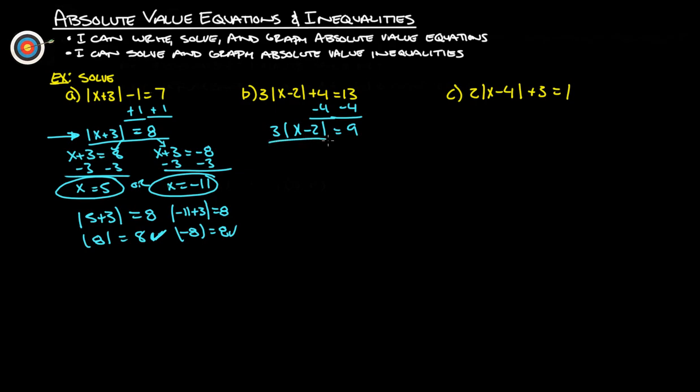Okay. So what that means is, over here we want to divide both sides by 3 first. Then we get the absolute value of x minus 2 equals 9 divided by 3, which is 3.